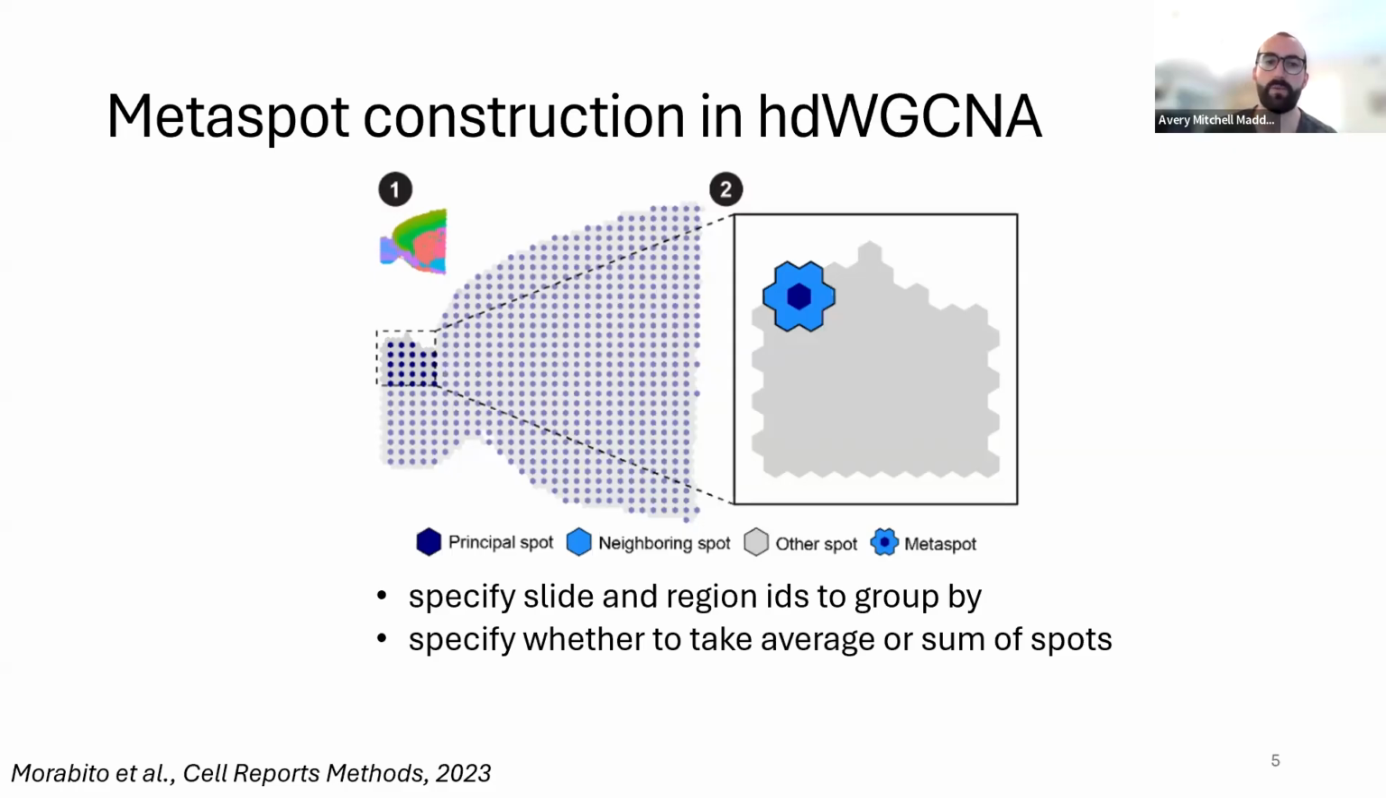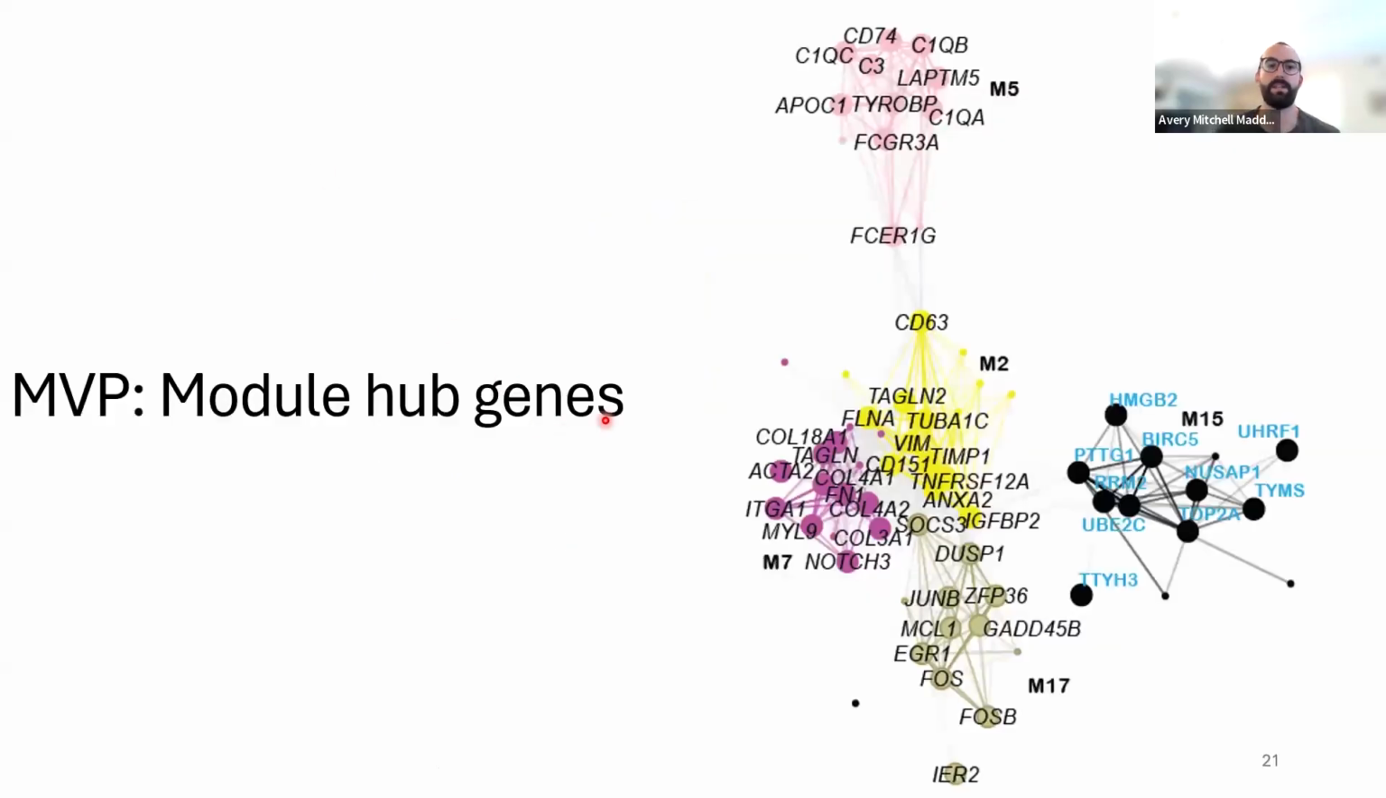Yeah, that's a great question. And I think that's something especially, so I can just maybe go to one of these. So are you asking about, for the module, why are we assuming that these module hub genes are any more important than genes out on the periphery? Exactly. Yeah, so that's a really great question.